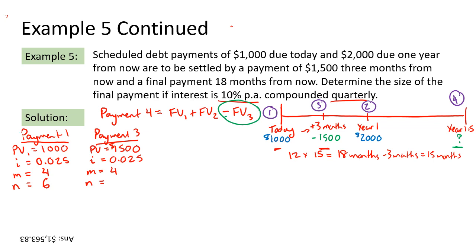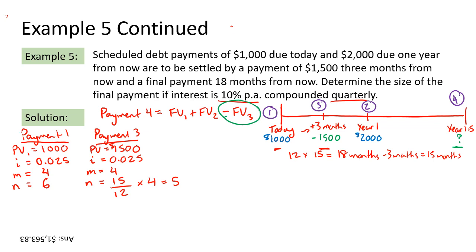Okay? So I'm going to substitute that into our formula for n. Okay, 15 months. And remember, we have to convert it to years. So I'm dividing by 12 months in a year. And that's multiplied by m, which is given in the question, as 4. Okay, so if you multiply that out, you'll get an answer of 5. In other words, we have 5 compounding periods total for our payment number 3.